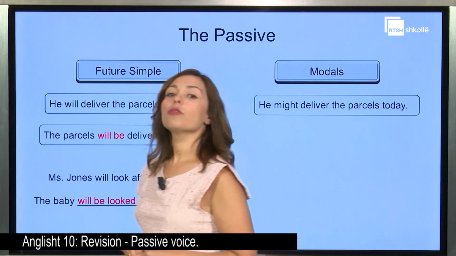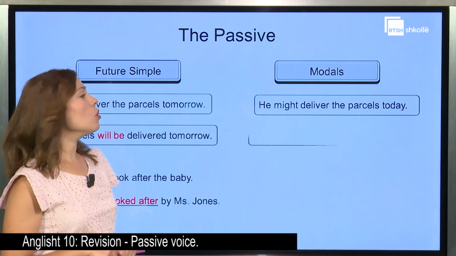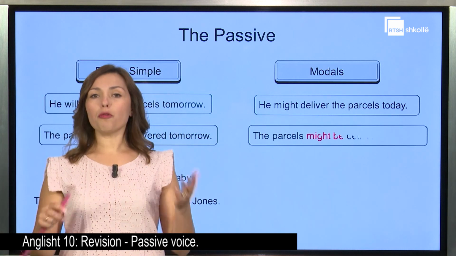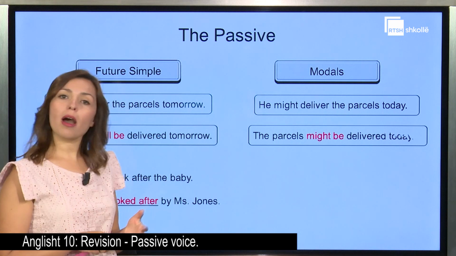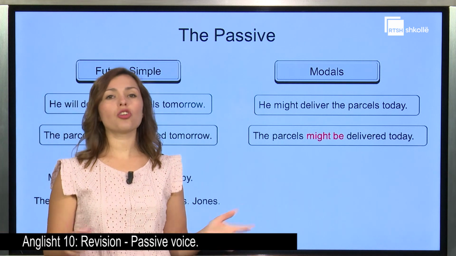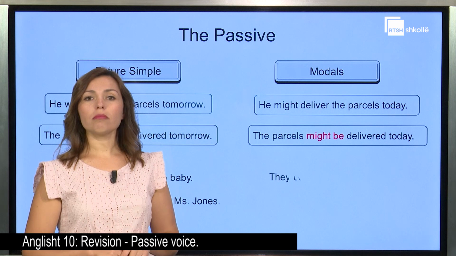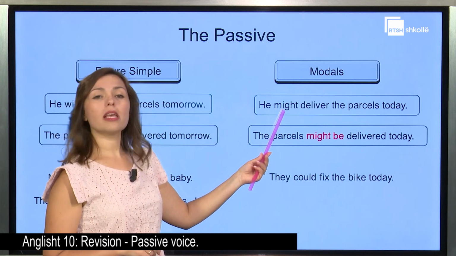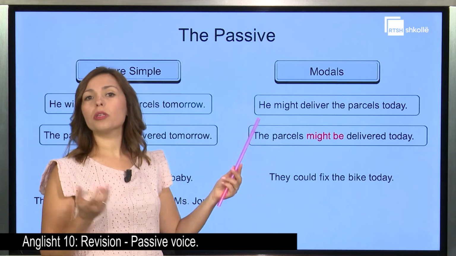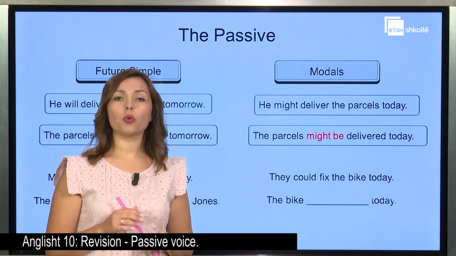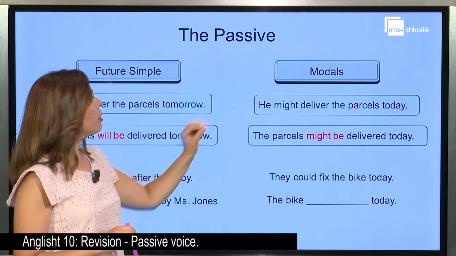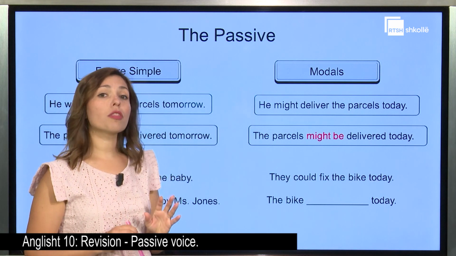And our final example, we're talking about modals. Modals could be different words. May, might, can, could, shall, will, have to. Now, let's take one example with the word might. But don't forget, we need to put the verb to be in the form that has got the modal.